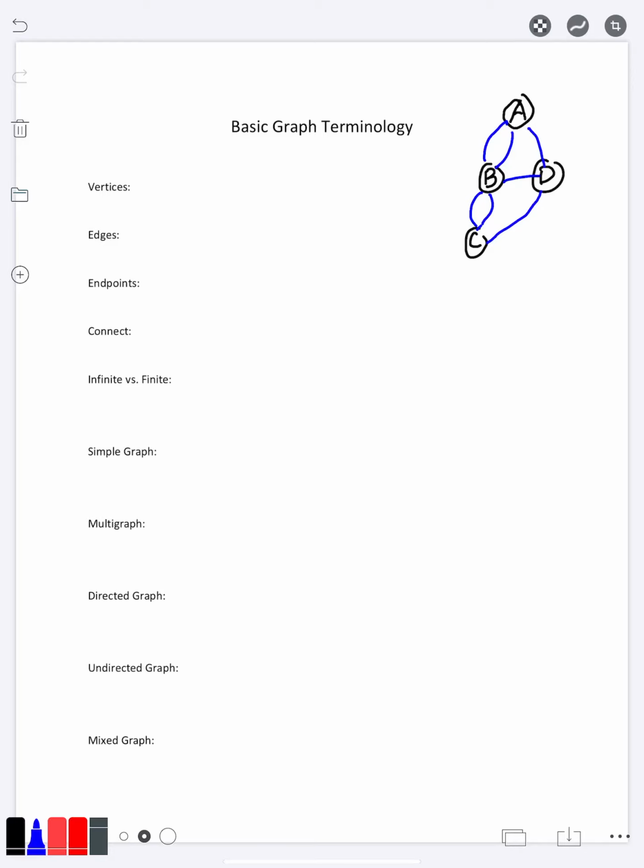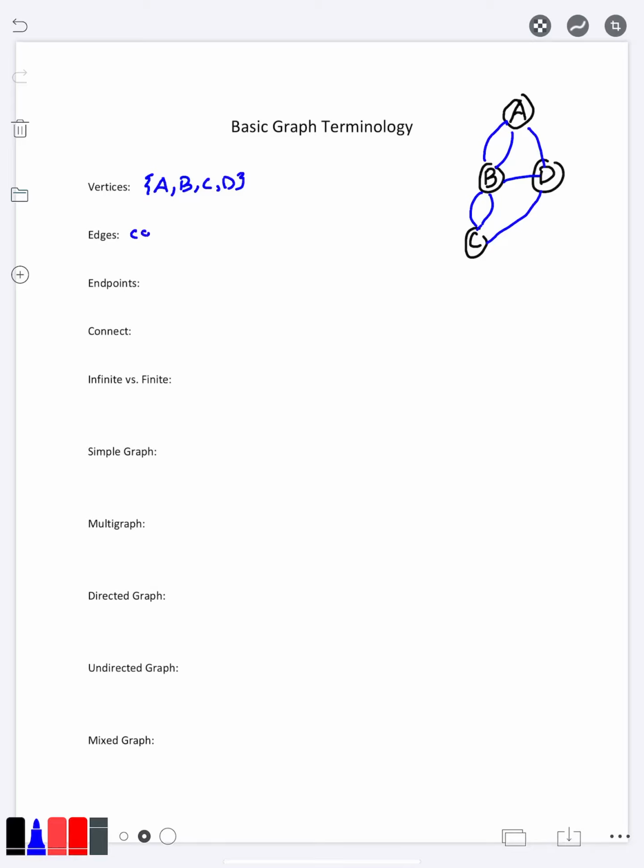In this video, we're going to go over some basic terminology involved with graph theory, and we're going to use the example over here from the Bridges of Königsberg. The first two things we talked about in the previous video were vertices and edges. So the vertices in this case are A, B, C, D. Right, these are the points that you are talking about in your graph. Then we have the edges.